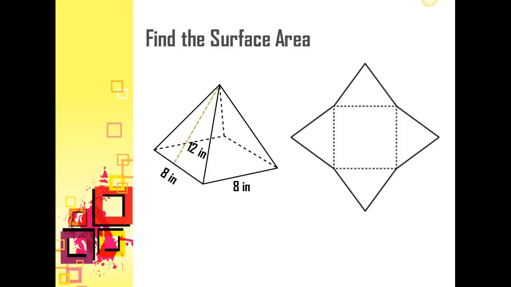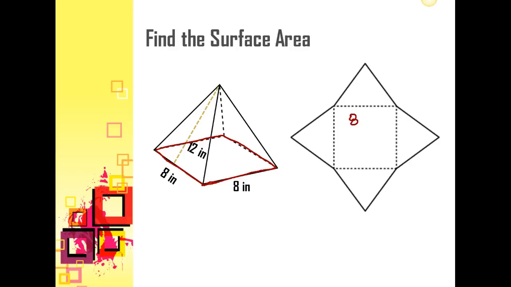Let's find the surface area of this pyramid. As you can see, it has a square base. Because the pyramid has a square base, all four of the triangles are going to have the same area. One way to approach finding the surface area is to fill in the net. We can start with the square base.